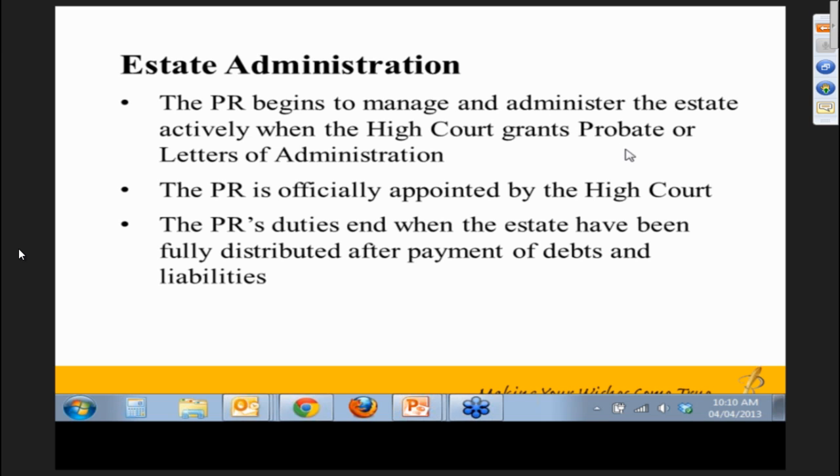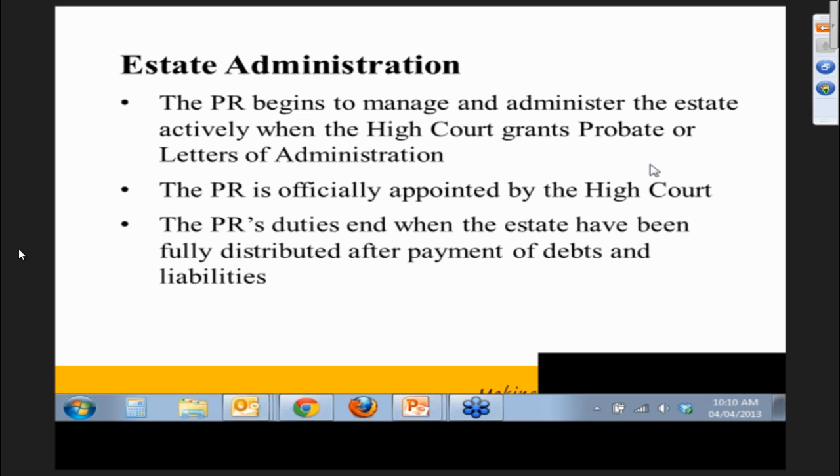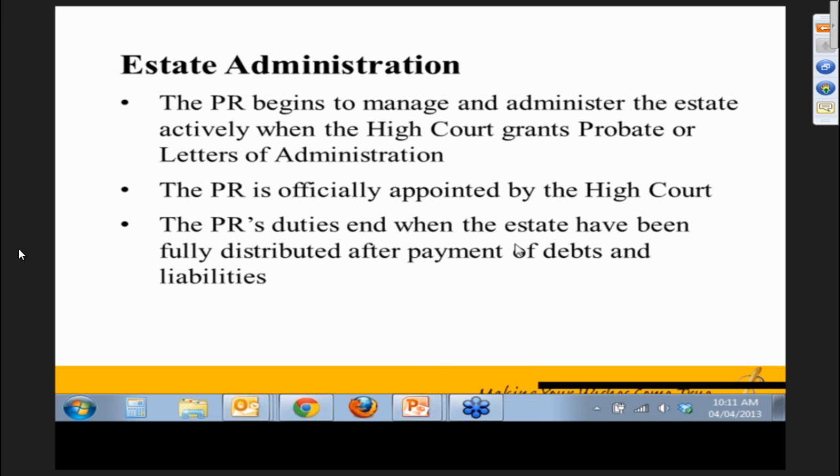Now, when do the executor or personal representative actually begin to manage? Legally speaking, the personal representative starts administering the estate upon the death of the deceased. But the issue is usually no one really wants to act as the personal representative because there's no court order yet. So effectively, when you have a court order, only then would you act as the executor or administrator to do distribution, to apply to the government departments and do all the necessary things.